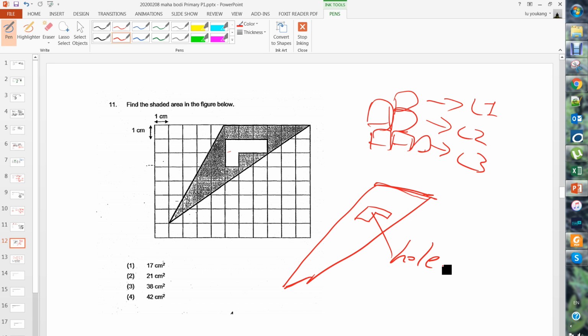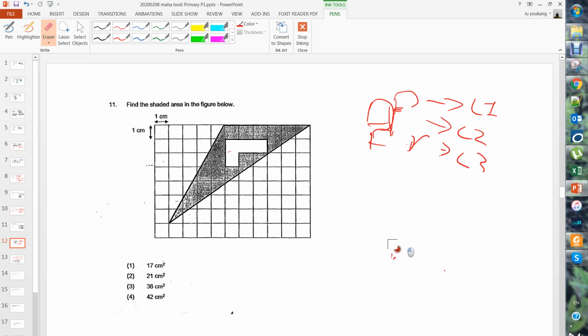Okay, so how do you find the complete piece? So what shape is this? A triangle. So to find the triangle, what do you need to do? Area of triangle formula, a half. You write down first.